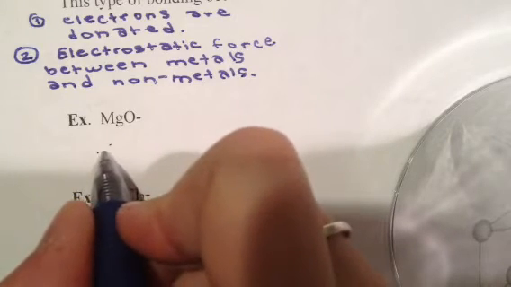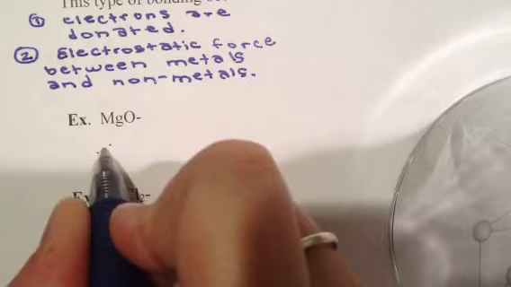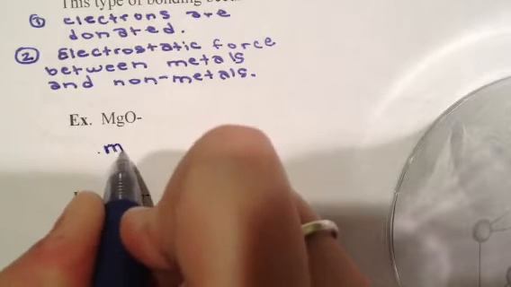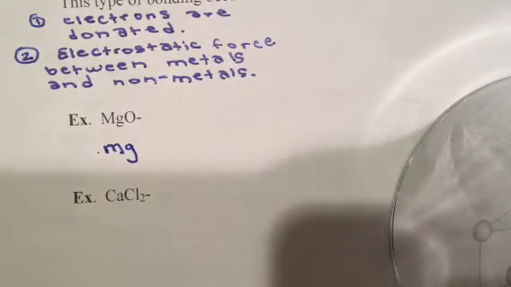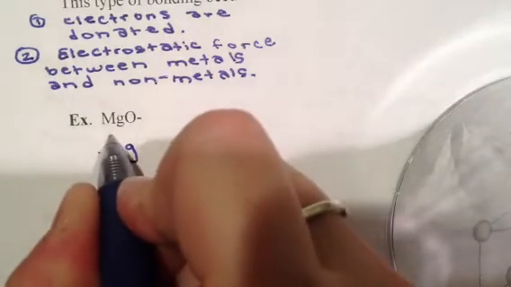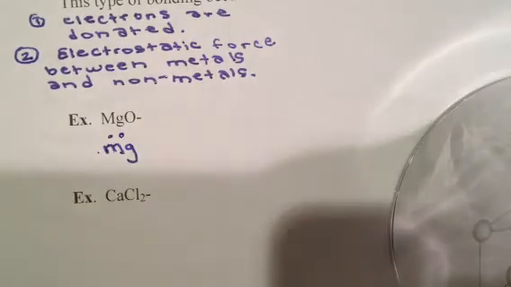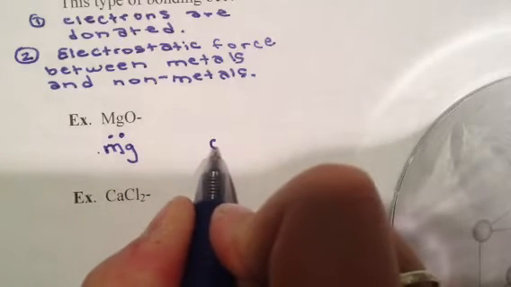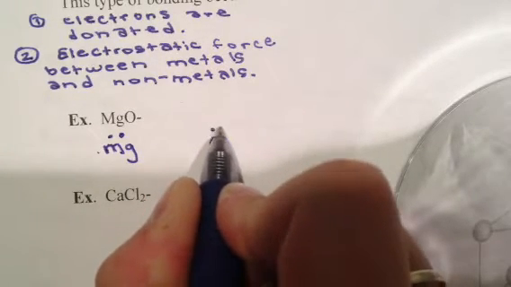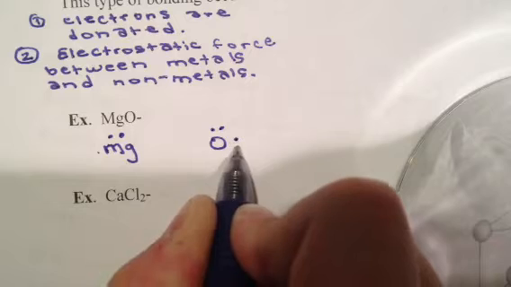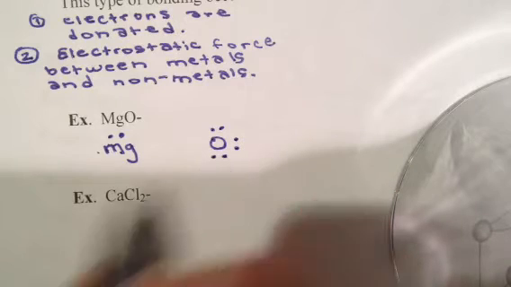You should be looking at your periodic table and seeing that magnesium has 2 valence electrons. So with my Lewis dot diagram, I'm going to draw magnesium with 2 dots. 1, 2. Okay? And then oxygen, if you look at the periodic table, has 6. 1, 2, 3, 4, 5, 6 dots.